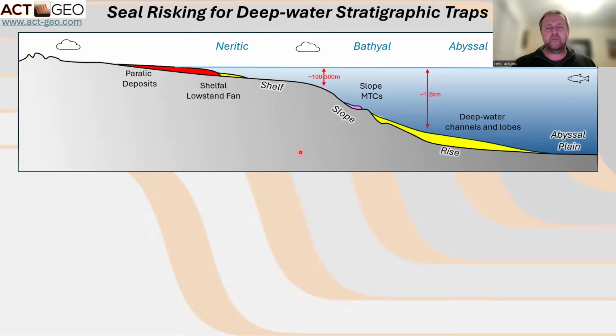So, okay, I'm in a deep water setting. What rock types do I associate with seals? What makes seals in the deep water? Well, the seals are made up of mud, which is anything with a grain size smaller than about 62 microns.